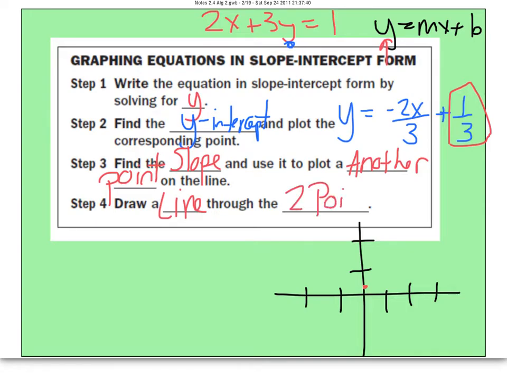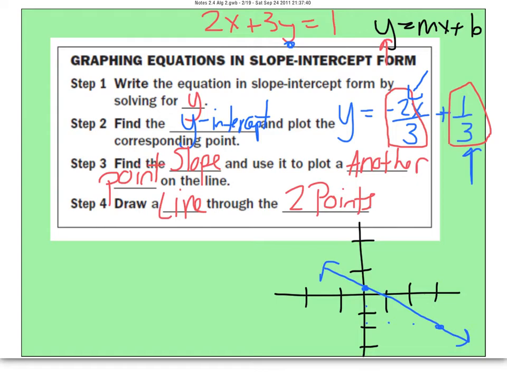So let me show you. The y-intercept we have is at positive 1/3, which is roughly here. From that point, I'm going to now identify the slope, which is right here. The slope is negative 2/3. And slope means rise over run, so I'm going to rise negative 2, which means go down 2 from this point. Then I'm going to run 3, so I would go to the right 3. And then you would connect those dots.